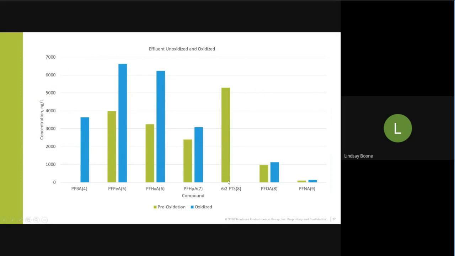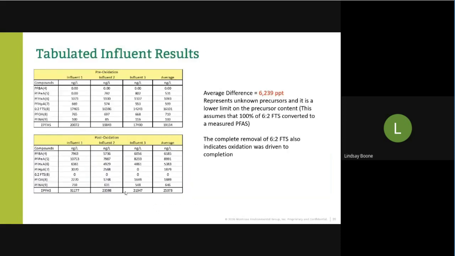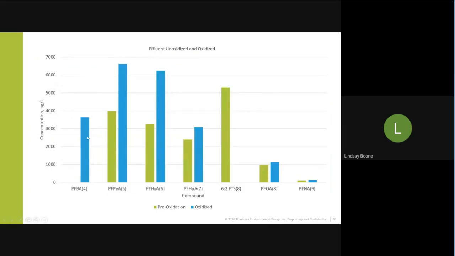And again, you can see 6:2 FTS was around 5,500 parts per trillion in our pre-oxidized sample, and it went to 0 in the post-oxidized. And the same thing: you had the shorter chain PFAS increasing. Now, this was from the same wastewater treatment plant, and as you can see, the bars look different between influent and effluent. So what that tells me is there's a different fingerprint of PFAS present in the influent and the effluent. So something's going on in that water, in the treatment process, that's changing the types of PFAS that we're seeing between influent and effluent.